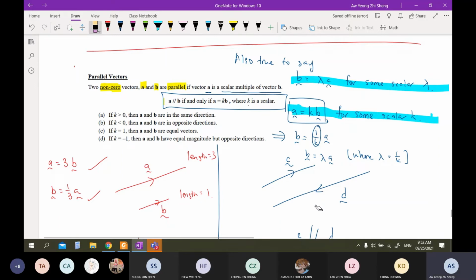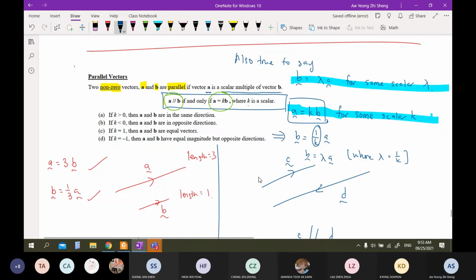So just be aware that when you have the information of parallel vectors and you need to form your own equation, I mean, convert information on parallel into equation, it is actually your choice whether you want to write A equals KB or B equals KA. It is your choice because both versions are correct. But of course, if you write B equals KA, and if you eventually solve for K, this K will be a different value.